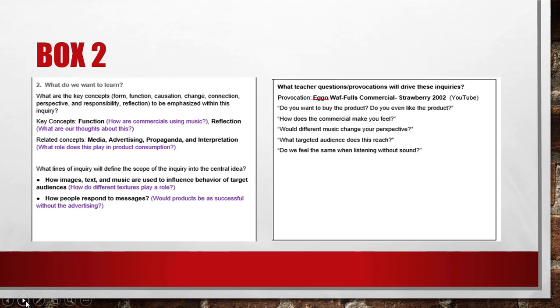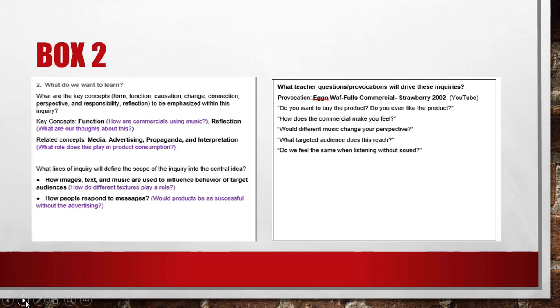So the key concepts I picked here were function, how commercials are using music, the function of music in commercials, and then the reflection of this. What are our thoughts about this? Is it working? Is it not working? Does it make you want to buy the product? Your related concepts here, media, advertising, propaganda, interpretation. What role does this play in product consumption?